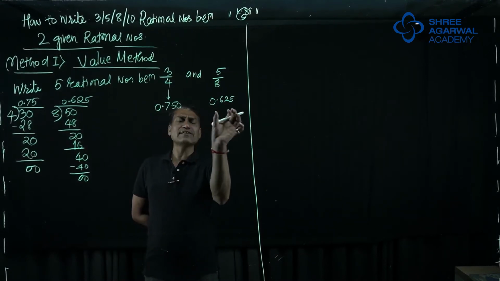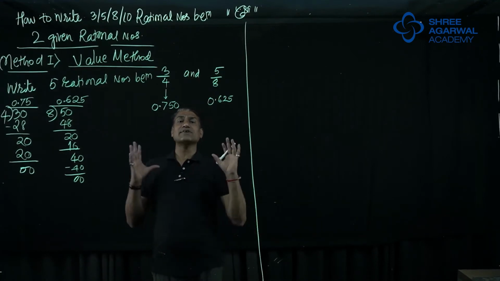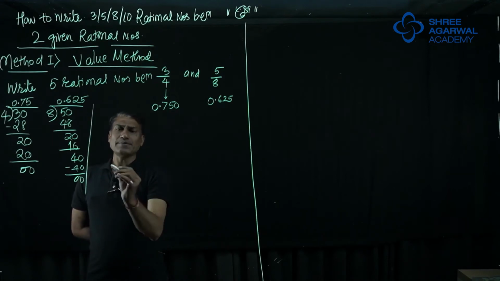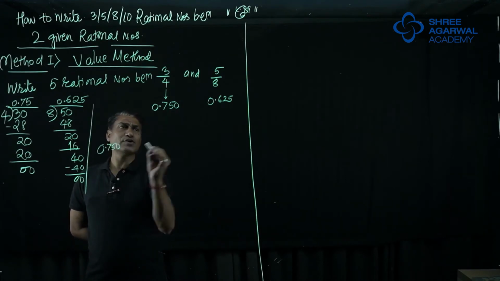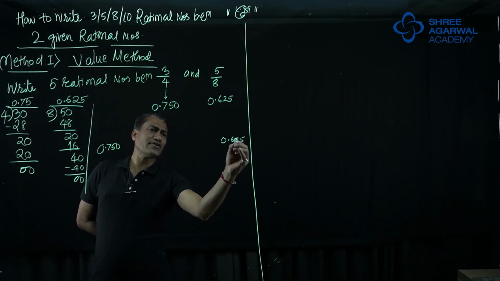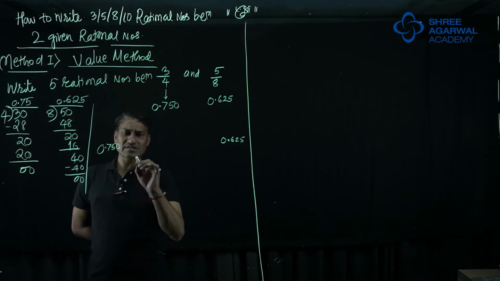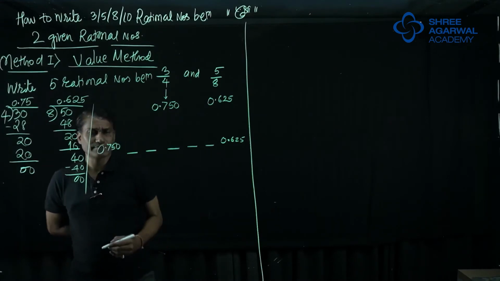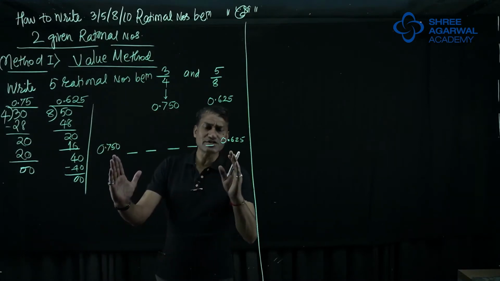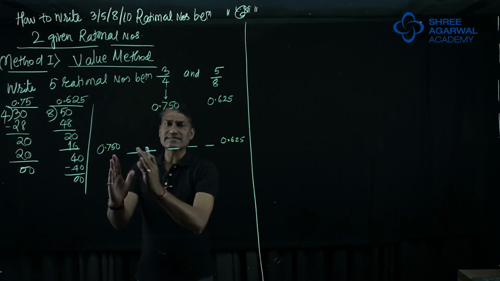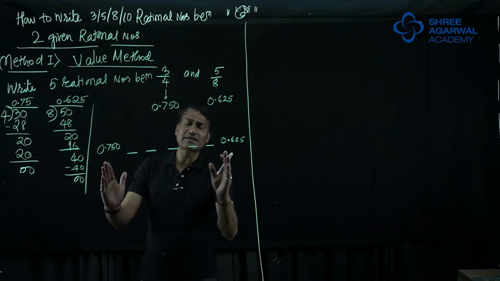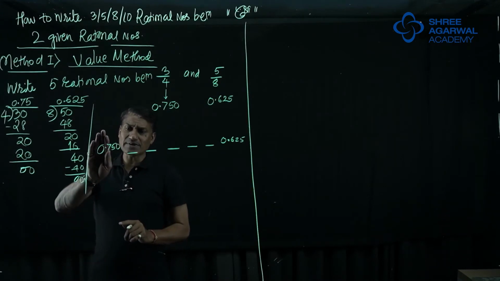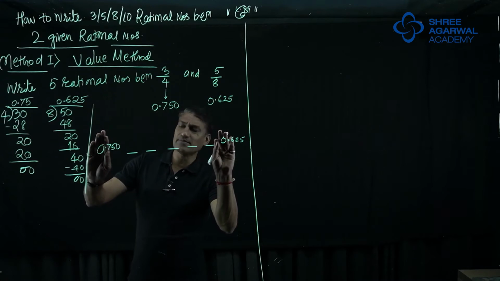Now between these two numbers, I have to write 5 rational numbers. So let us see how to do that. I am taking here 0.750 and 0.625. We have to write 5 rational numbers. I will underline 1, 2, 3, 4, 5. Because this is bigger and this is smaller, we have to write numbers smaller than this but bigger than this. For some time forget the decimals.